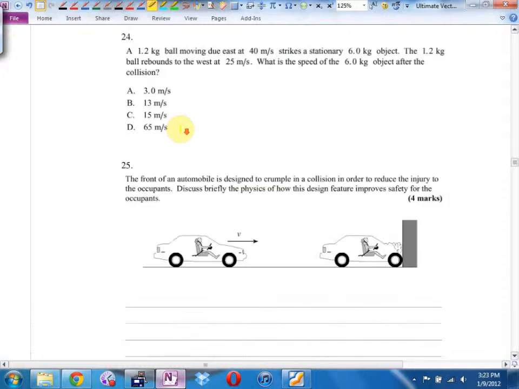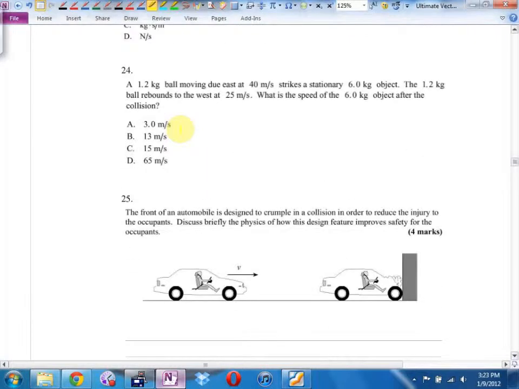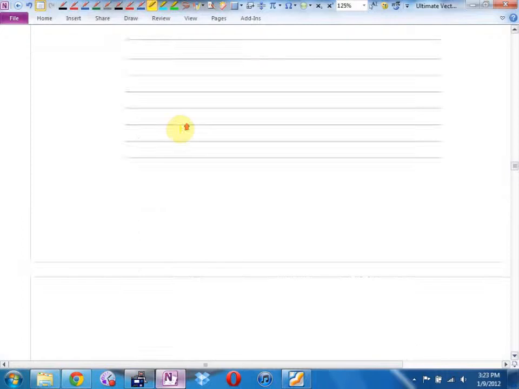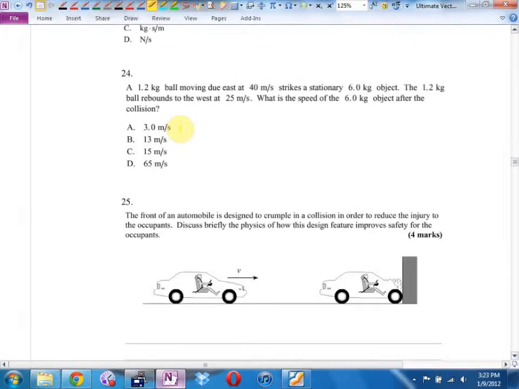Something like number 24, there's definitely going to be a rebounding question or a bouncing question or something like that, where it's linear, but the change in direction you have to recognize it's going to be negative. You could have me bouncing off of a wall, or another easy one is simply this, bouncing off the ground.